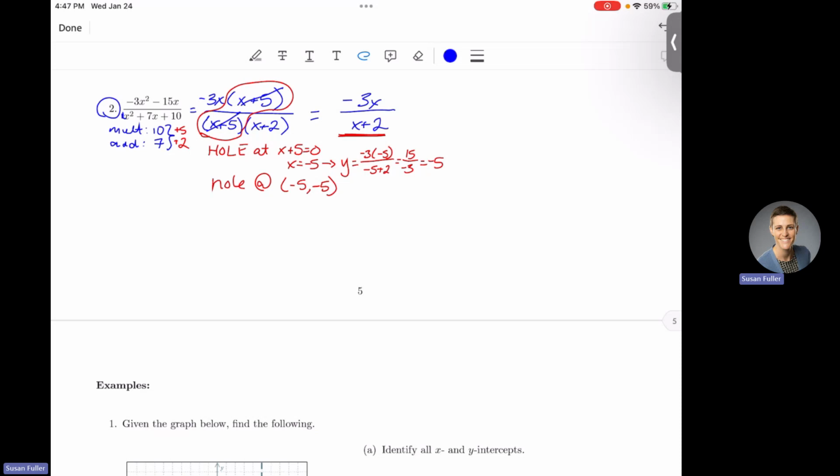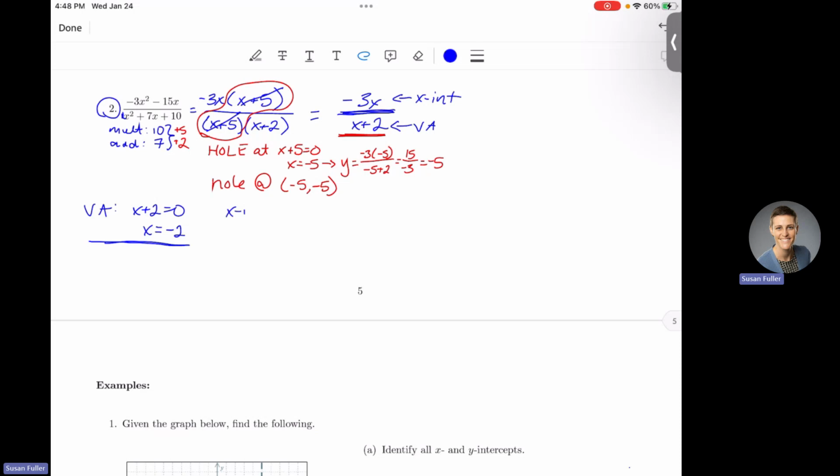Now for my x-intercepts and my vertical asymptotes, we'll look at our simplified function here. Where the bottom is equal to 0 gives us our vertical asymptotes. Where the top is equal to 0 gives us our x-intercepts. So we're going to have a vertical asymptote wherever x plus 2 equals 0, which is at the vertical line x equals negative 2. So that's my vertical asymptote.